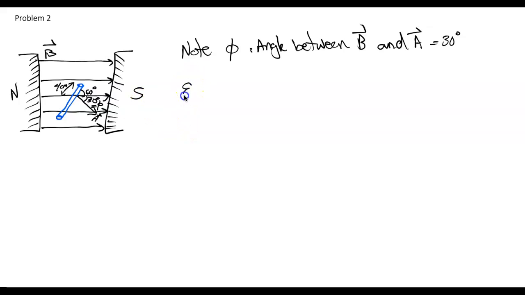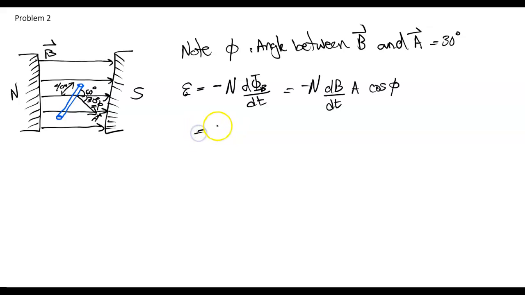And we know that for a coil, the induced EMF is minus the number of turns times the rate of change of the magnetic flux with respect to time, and this is minus n dB/dt times the cosine of the angle between B and A, in this case phi.